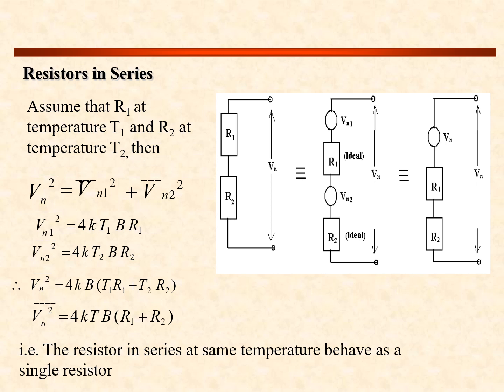Then we go for the combined representation, that is resistors in series, so that Vn square equals 4kTB of R1 plus R2. See, when you talk about resistors in series, this will act as a single resistor.